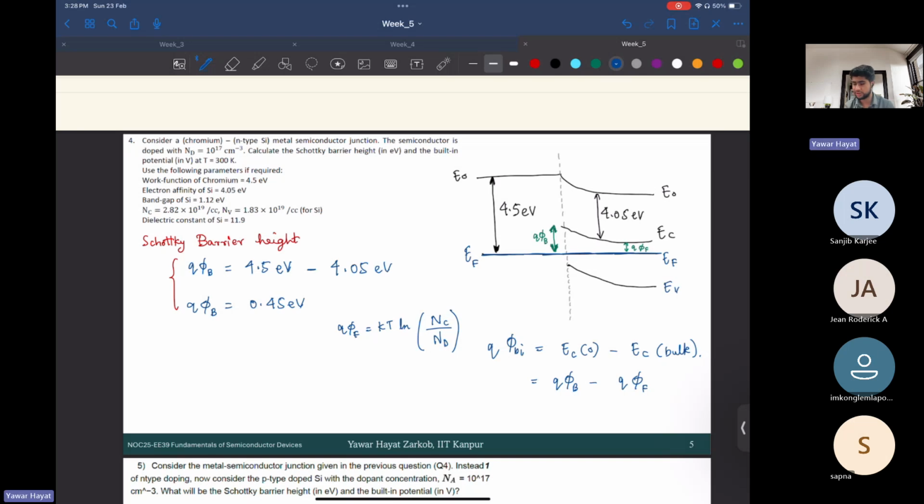So now if you plug in the values, you'll obtain this qΦF to be equal to 0.026 multiplied by ln of 282, which is approximately 0.15 electron volt.